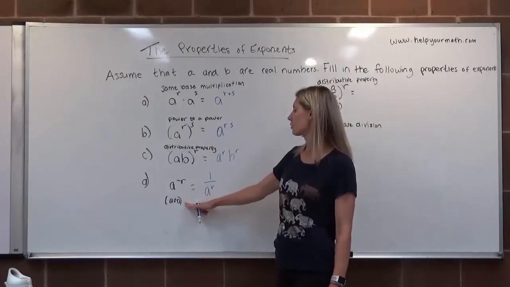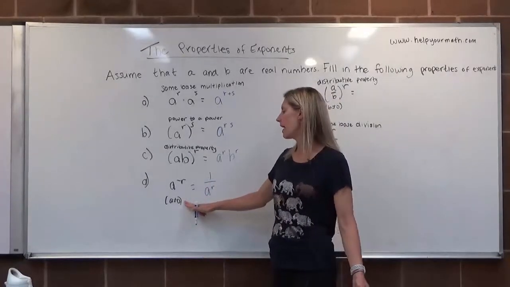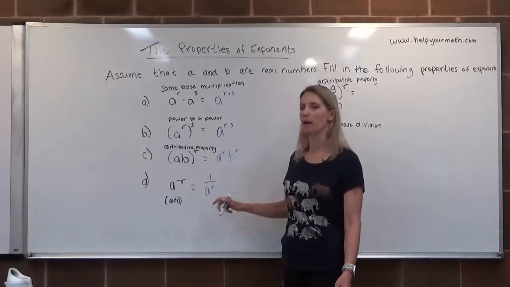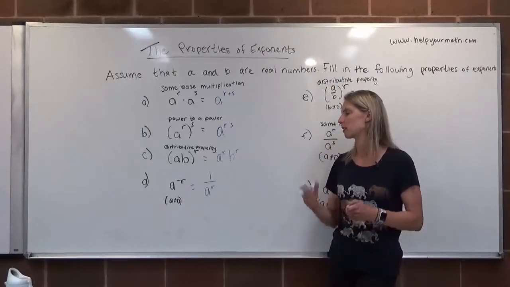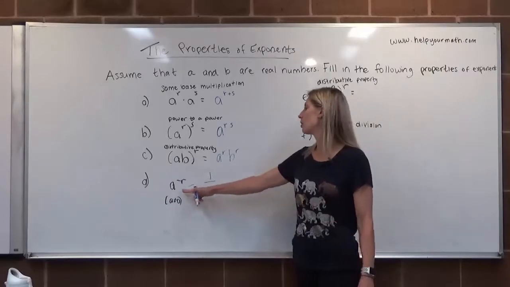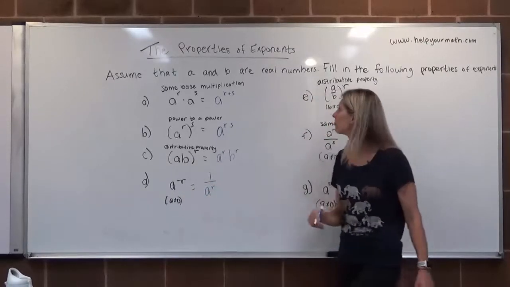You'll notice this is the first one where I put a disclaimer here. A cannot be 0, because if A is 0, then we would have a 0 in the denominator, which is problematic. So sometimes they have disclaimers like that, usually when there's something in the denominator.